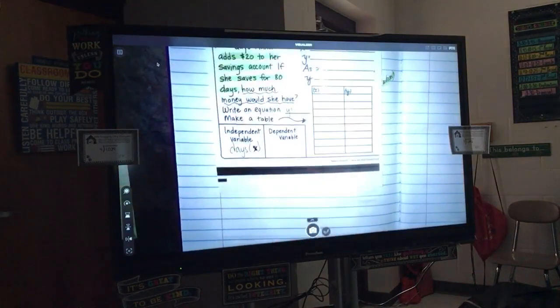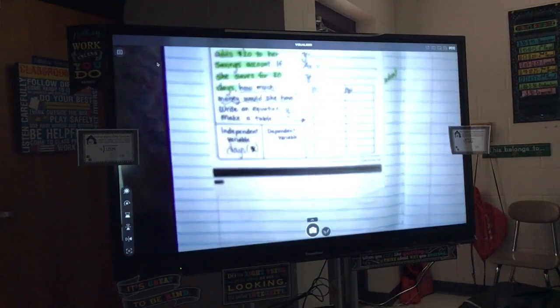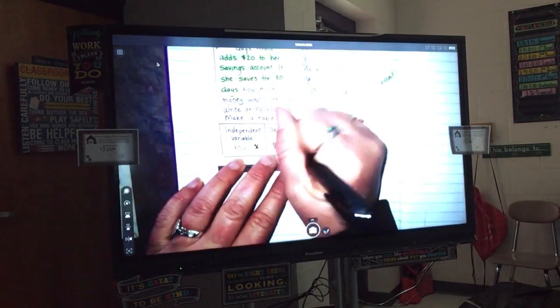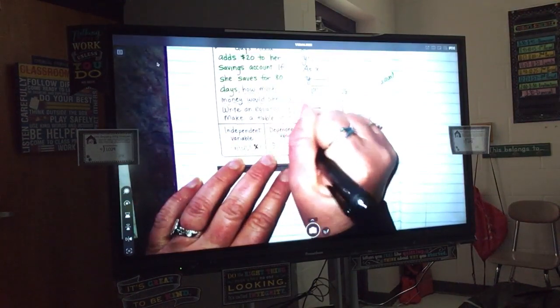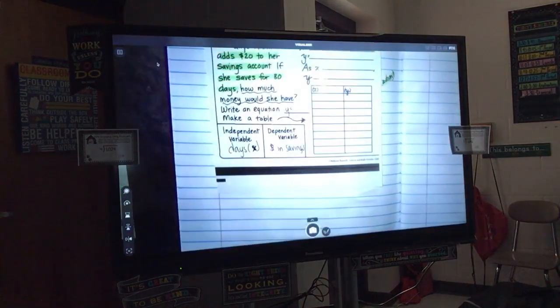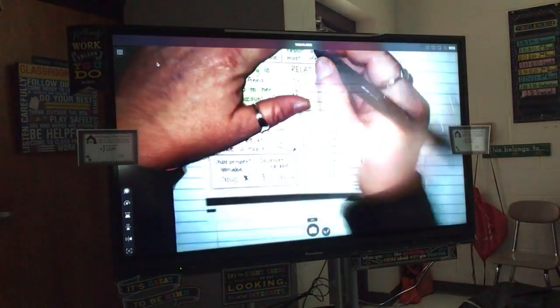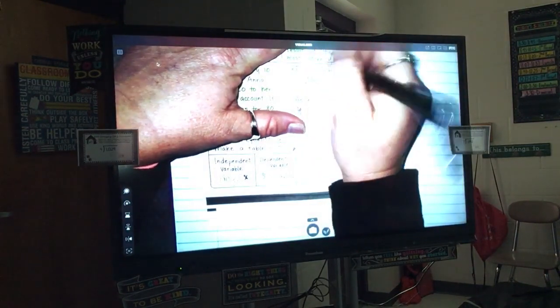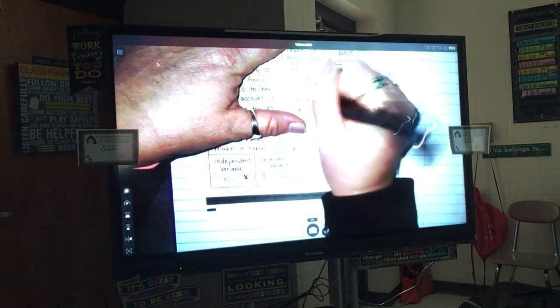Yes. So then our dependent variable is what? Her money. Right, so it's going to be the money in savings. Or just money, it's fine. If you wrote just money, that's okay also. Alright, so you're telling me that X is the days, Y is the money saved.